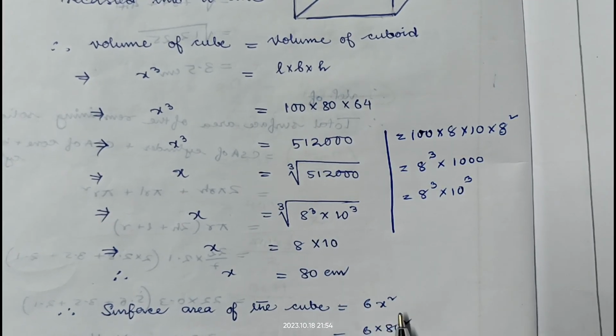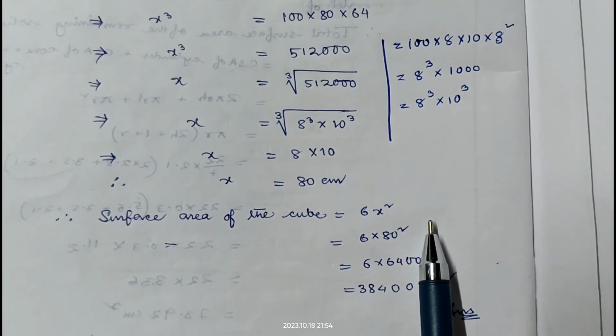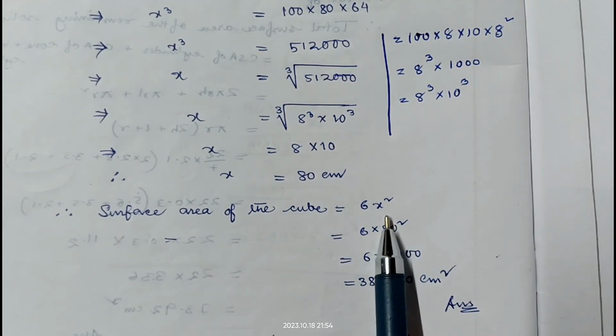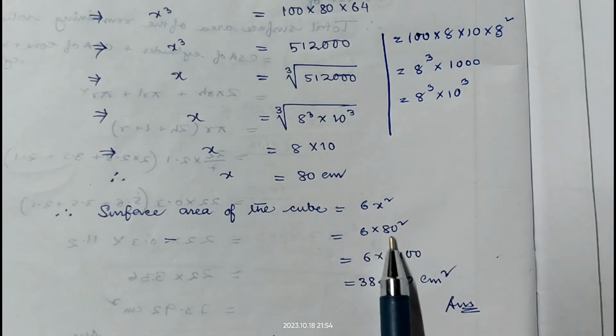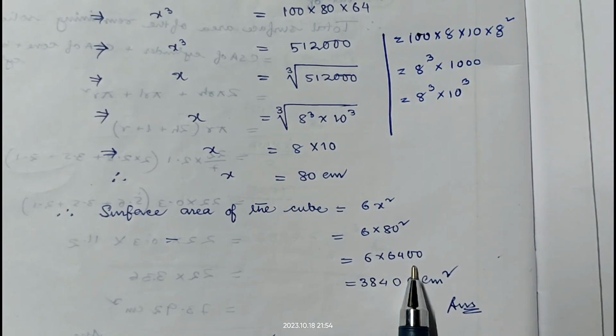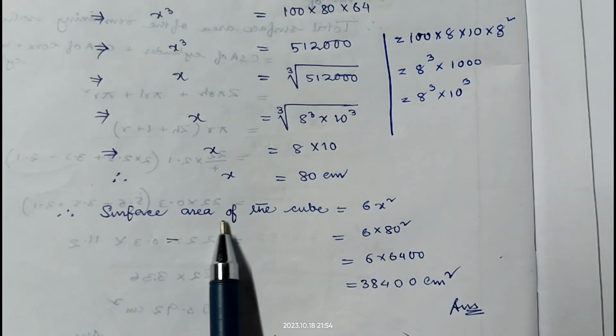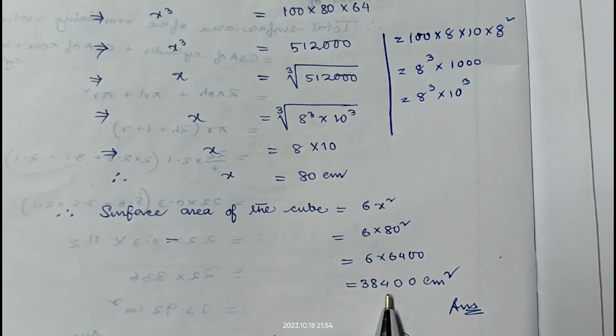Now we have to find the surface area of the cube, and surface area of the cube formula is 6 into side square. So it will be 6 into 80 square. 80 square is 6400. After multiplying it will be 38400 centimeter square. Therefore surface area of the cube is 38,400 centimeter square.